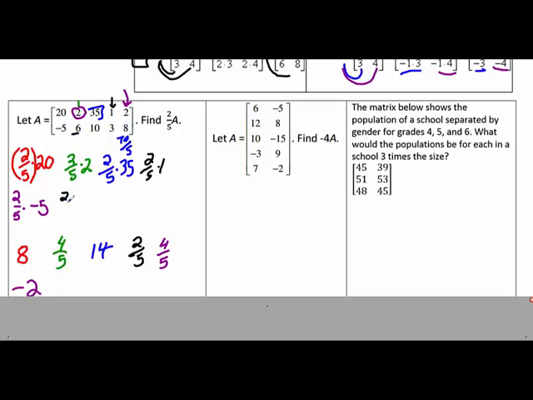2/5 times 6. 2 times 6 is 12. 12 does not divide by 5 evenly, so I'm just going to leave it as a fraction. 12/5. Sorry, that's kind of in the way.